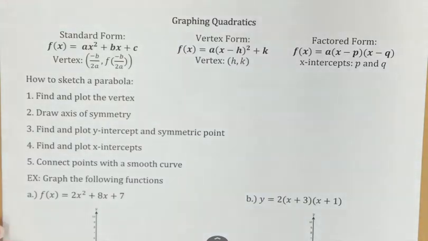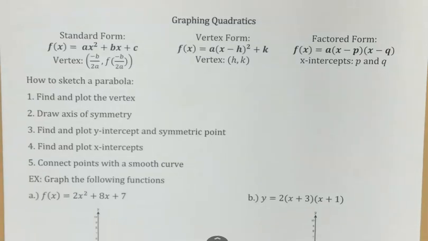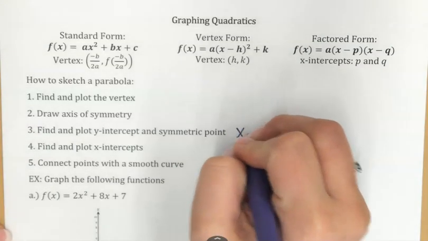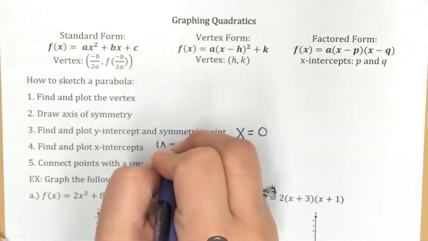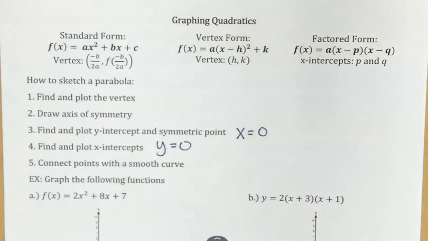Once you have your vertex, you can draw in your axis of symmetry. Then you can find your y-intercept. Find the symmetric point using that axis of symmetry. And remember, your y-intercept is when x is equal to 0. Then we're going to find our x-intercepts. This is when y equals 0. And once you have 5 points, we are going to connect them with a curve as best we can.